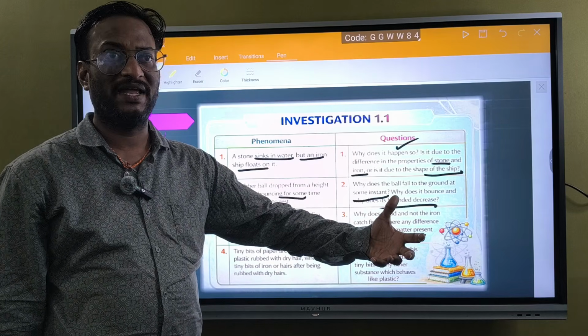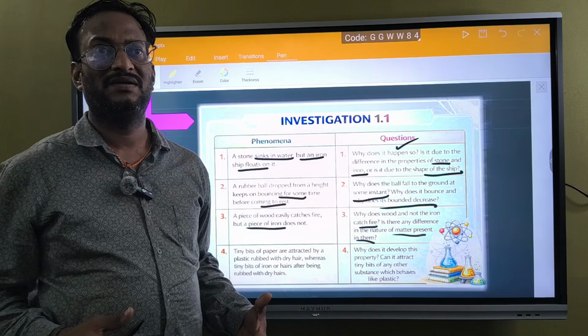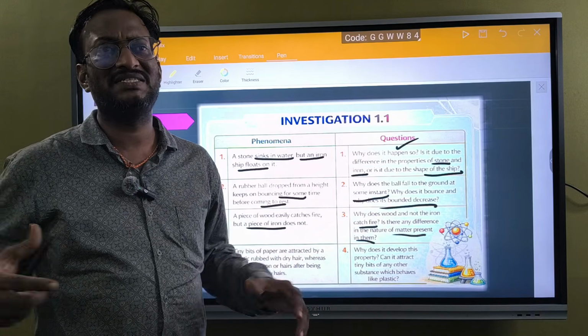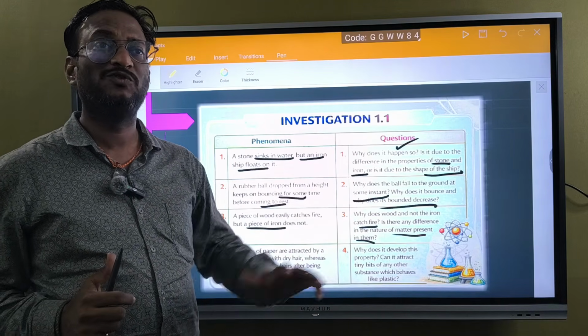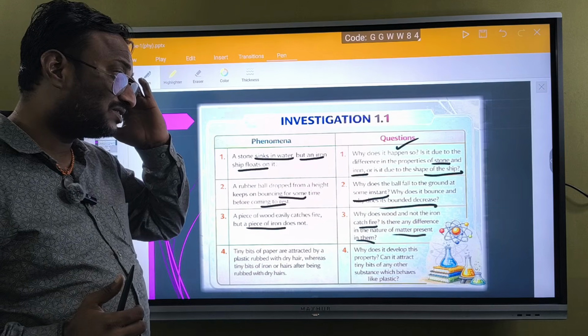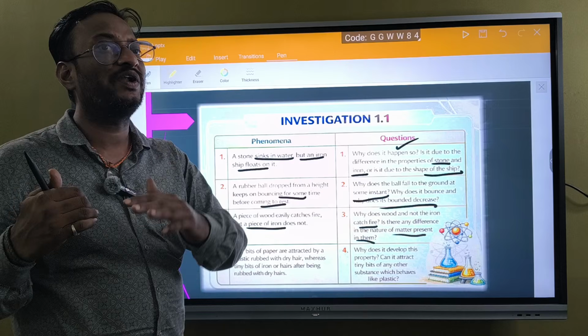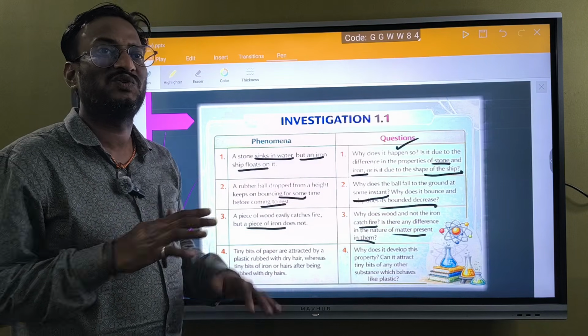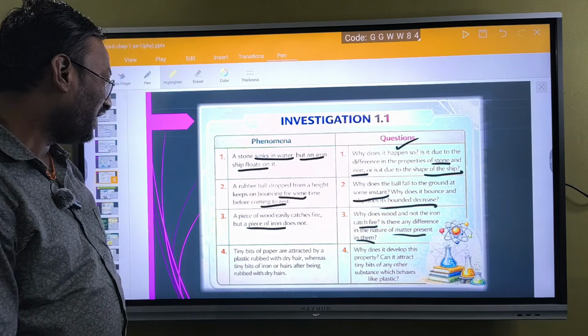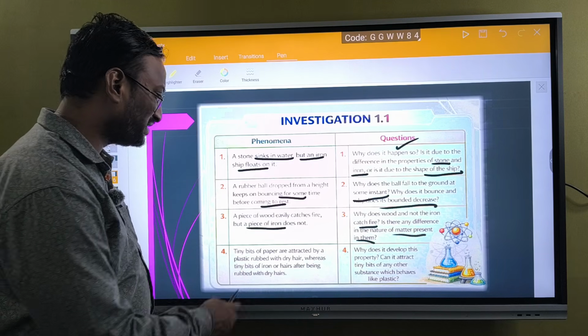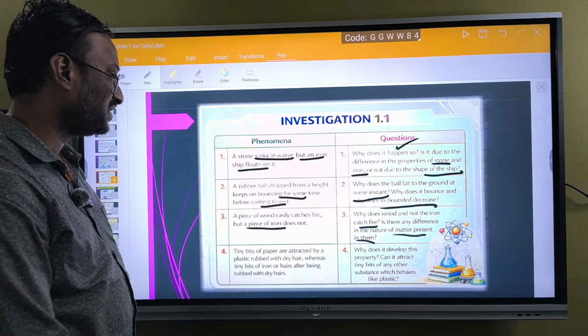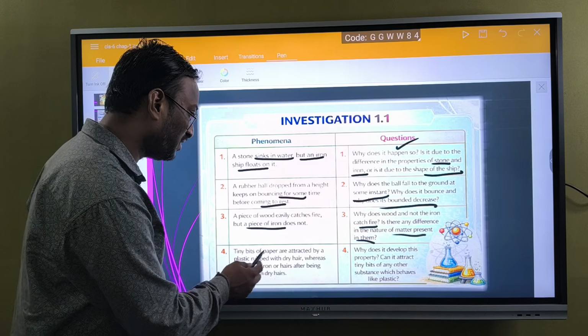Why is the wood burning? Why not the iron? Are there any different properties? Is there any other property in those things? That is the thing which we have to think. With the thought, you are going to get the answers, right? So that is physics.